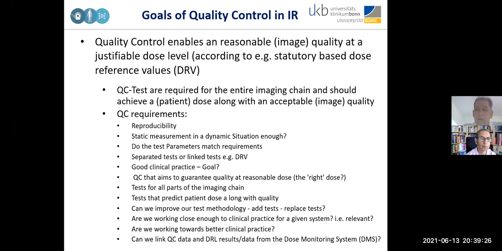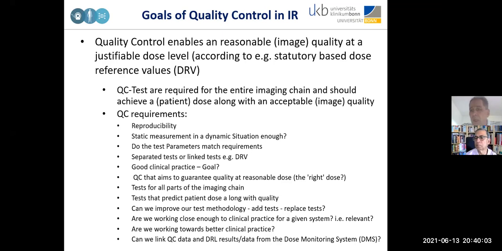And do all these tests predict the patient dose? That's also something we have to consider during our talk today. Can we improve something? Do we have to add tests or replace tests after we figured out after a year that we really do not see something we would like to see? And the very most important part, do we work close enough to clinical practice? Do we work close enough? Even though there are standard references, standard tests, is our clinical practice close to that what we are testing?